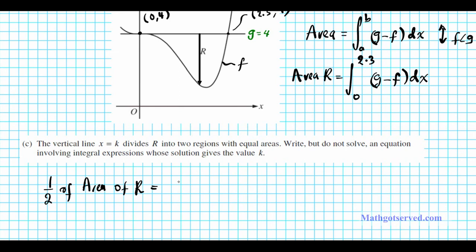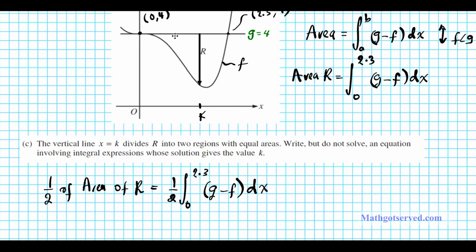What will that be? It's simply going to be 1/2 of this expression right here, 1/2 integral from 0 to 2.3 of g, the function on the top, minus the function on the bottom, g minus f dx. Basically half of this area right here. So we want to set up an equation that can help us to find k. What is k? K is that value of x that you have to integrate to, that when you get the value of that area, it's going to be equal to half of the entire area. So k has to be somewhere between 0 and 2.3.